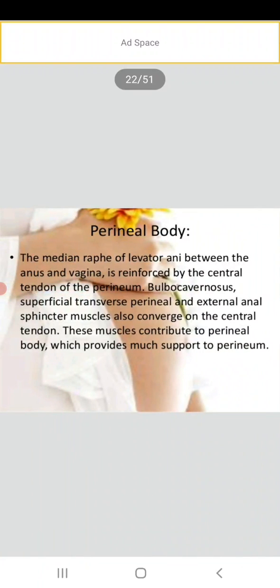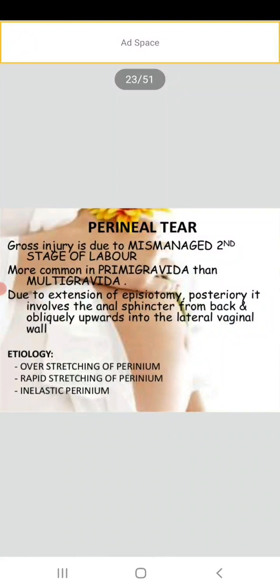Then the perineal tear is a gross injury due to a mismanaged second stage of labor. Mismanaged means not giving episiotomy at the proper time. It is more common in primigravida than multigravida. Due to extension of the episiotomy, posteriorly it involves the anal sphincter, and from the back obliquely upwards into the lateral vaginal wall. Etiology: overstretching of the perineum, rapid stretching of the perineum, inelastic perineum.